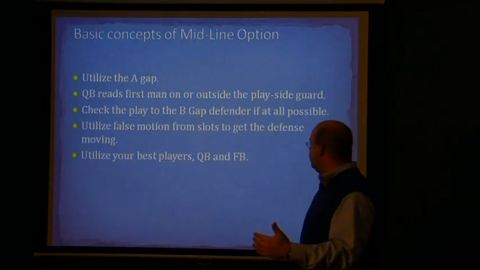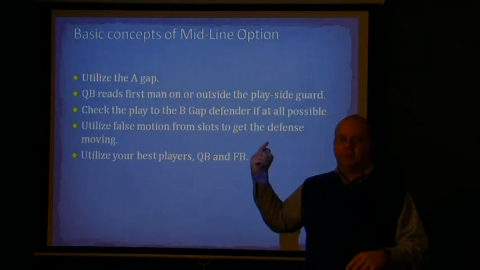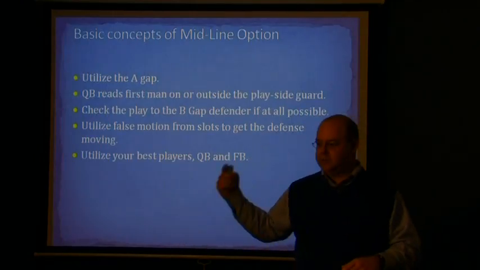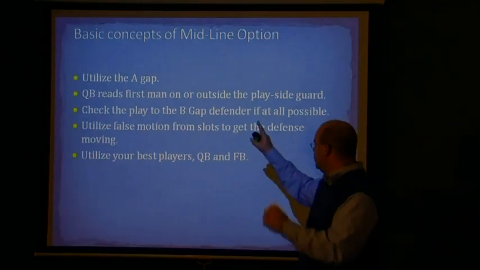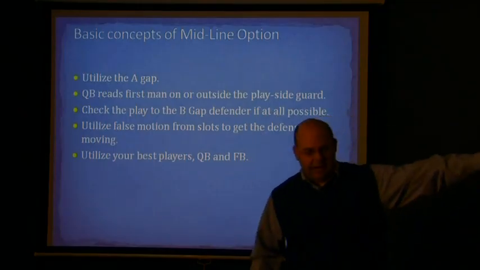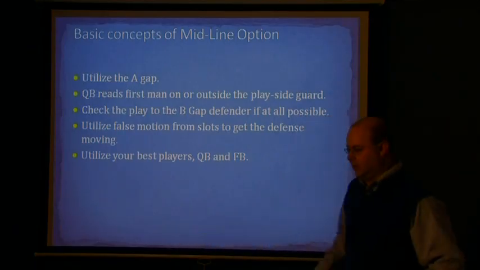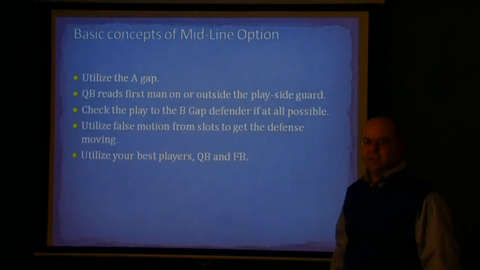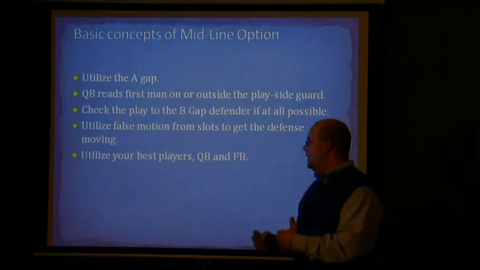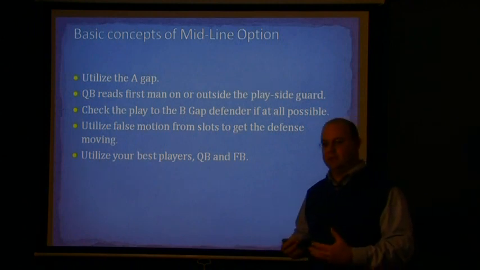Utilize false motion from your slots to get the defense moving. Again, we'll bring a slot in motion at the snap of the ball. He'll stop his motion and be the lead blocker through the hole. So it allows us to utilize false motion. Now we'll bring the backside slot in motion, run the play over here. Now he leads through and our play side slot will go block the safety. So we try and make everything look as much like inside veer before the snap as we can.